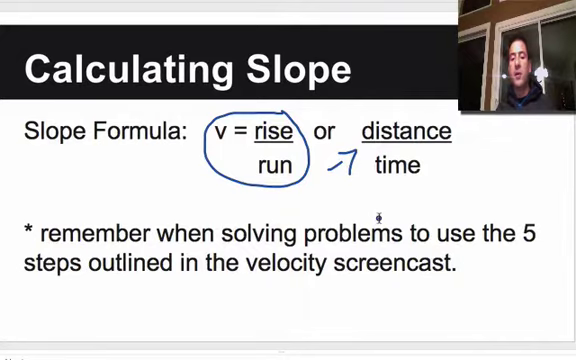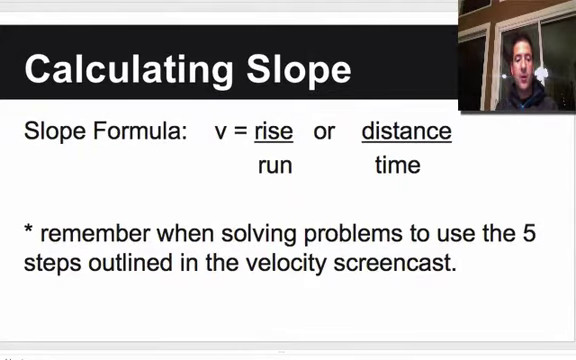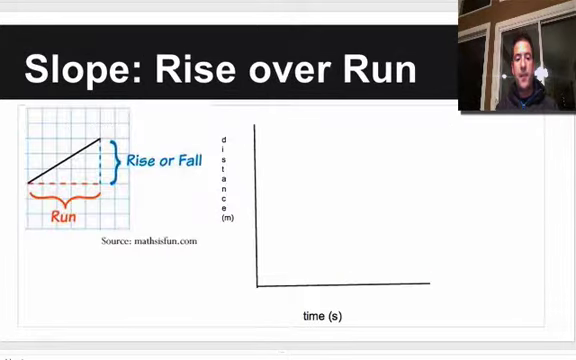But remember, when we're solving these problems, we always have to outline the 5 steps. Okay, so what do we know? I went through those in the velocity screencast, and you should have watched that before this one, so you should have a handle on what I was talking about. All right, so slope, rise over run. That's another way for us to determine if there's an increase or a decrease in velocity.